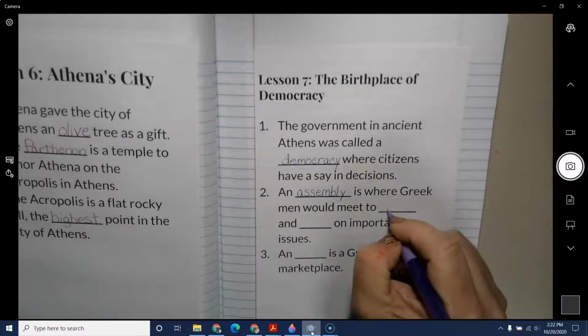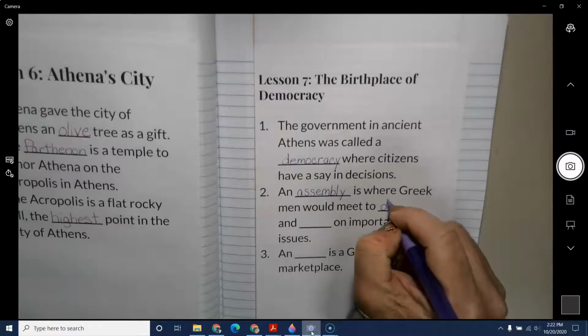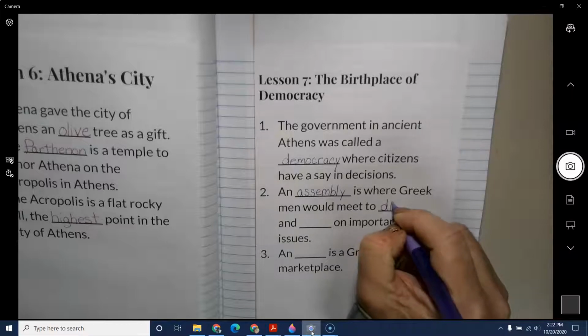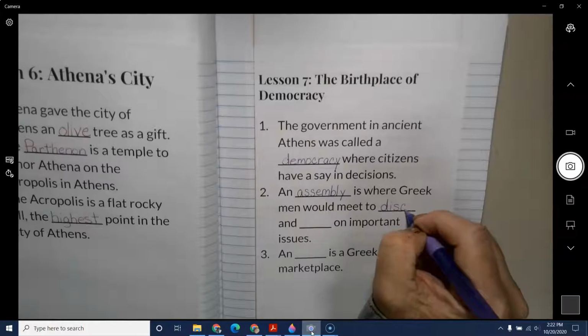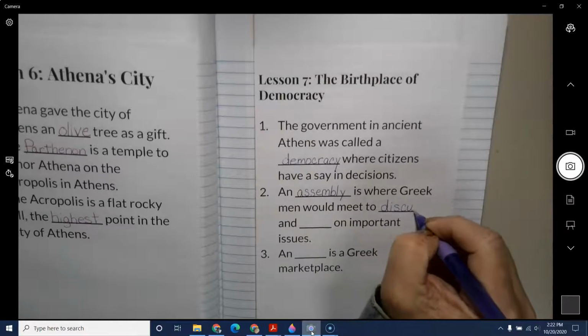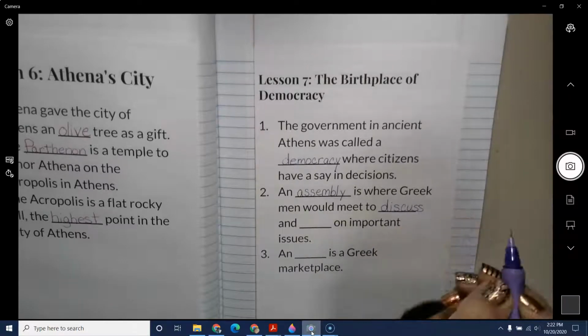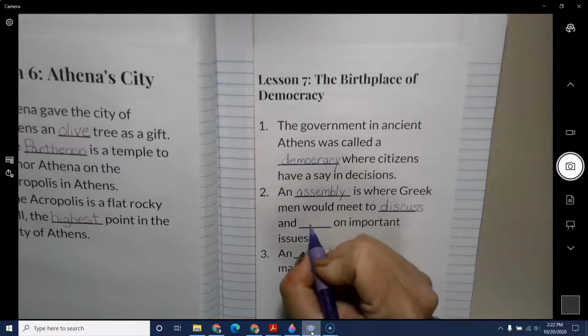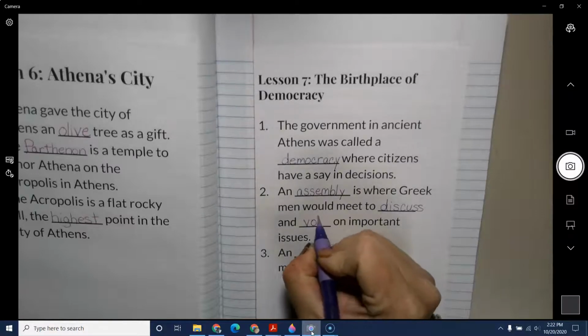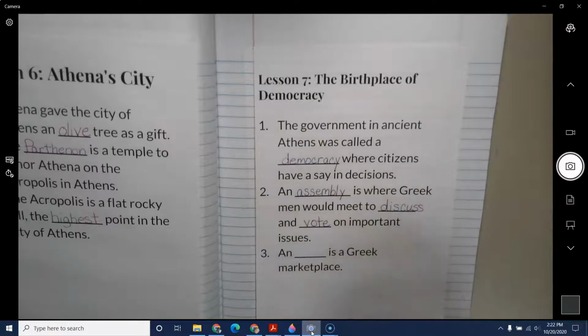So they would discuss, D-I-S-C-U-S-S. They would meet to discuss, that means to talk over, and then they would vote on important issues.